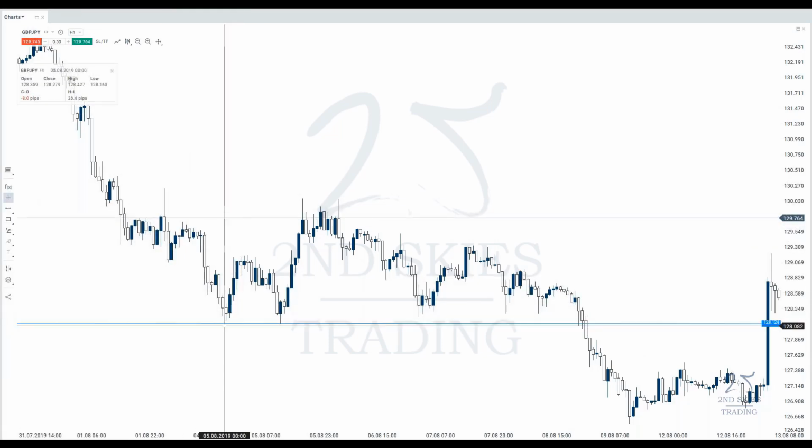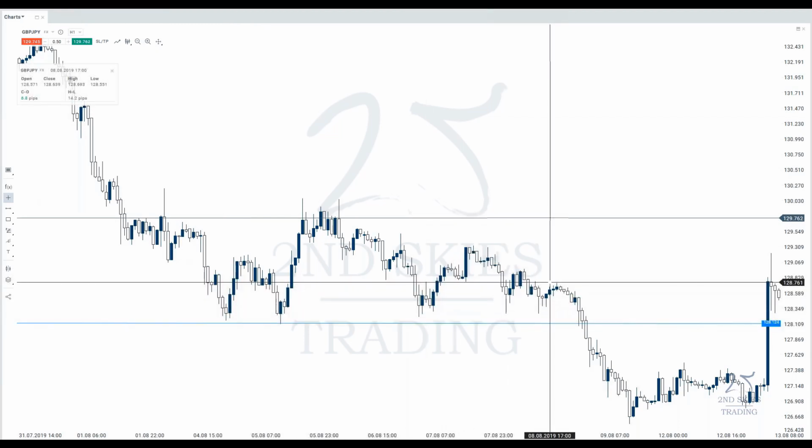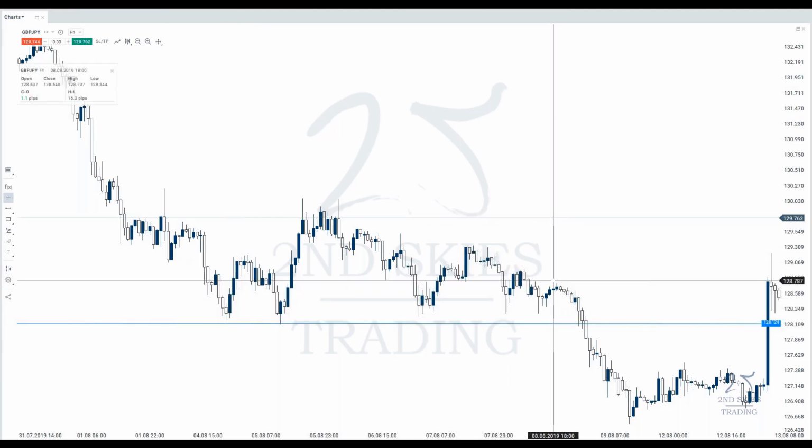That's 128.12. So let's say I'm getting it at 09. So I'm getting in at 128.09. The weakest reaction here is 78. Goes to about 76. So I'm putting my stop loss at 78. That gives me about a 69-pip stop loss.